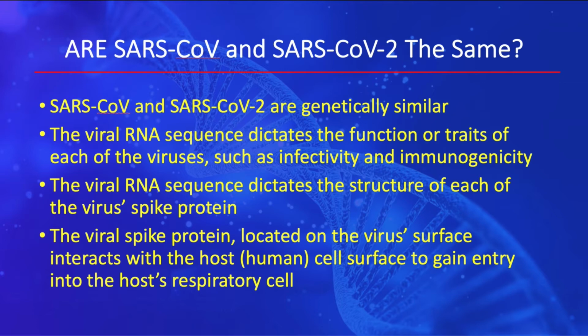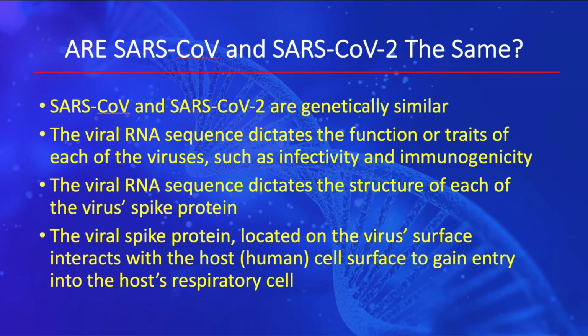The instructions in the SARS viral RNAs are responsible for the virus's traits, which include infectivity and immunogenicity. The immunogenicity of each of these viruses is generally associated with the spike proteins located on the surface of the virus. The spike proteins of SARS-CoV are not identical to the spike proteins on the surface of SARS-CoV-2, so it follows that their immunogenicities are not identical.